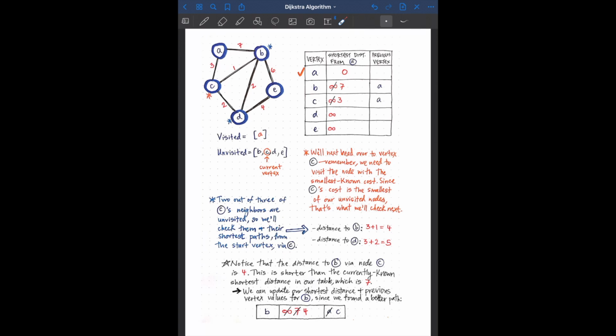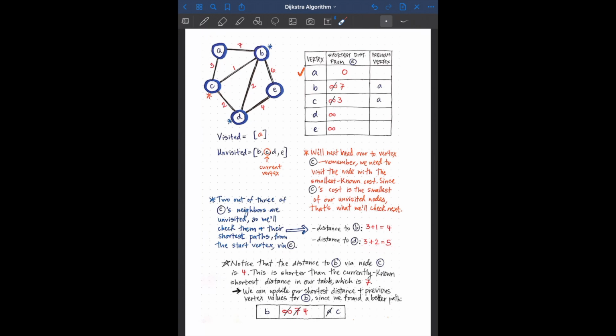So the distance to B via C will be the distance of C plus the distance of C to B. That is 3 plus 1, that is 4. Now similarly, we will compute the distance of C to D. Distance to D will be distance of C plus distance of C to D. That is 2. 3 plus 2, that is 5.